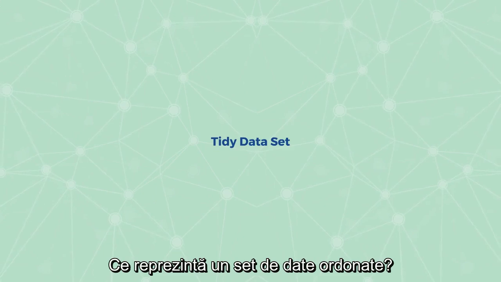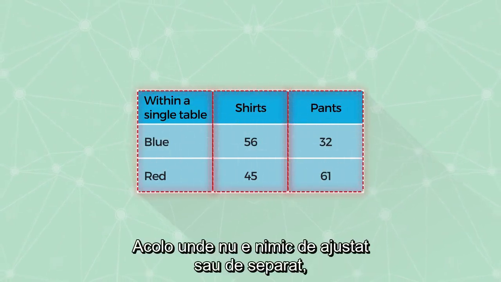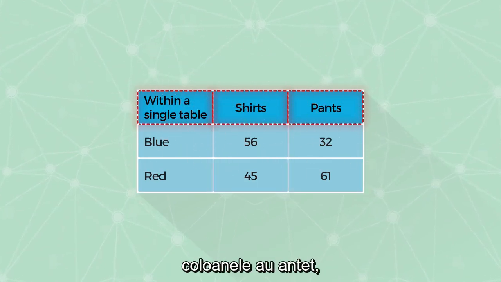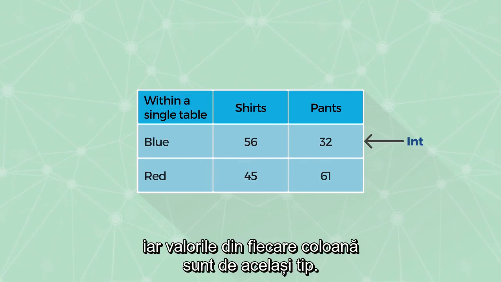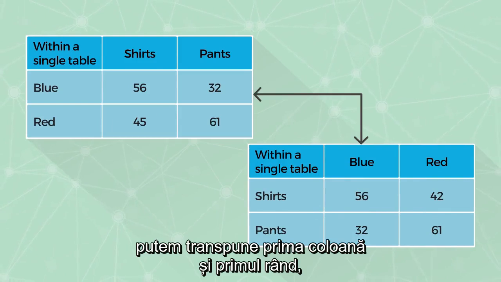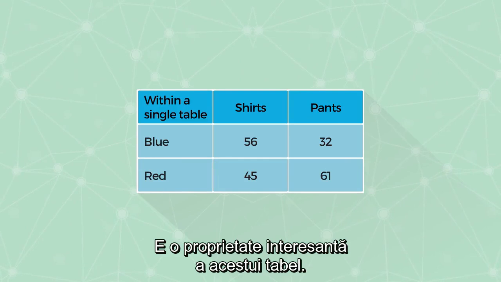Now, what is a tidy data set? Everything is in a single table and it's consistent, so that's quite tidy. There's nothing to readjust or separate, all the values are each in their own column, the columns have headers, and the values in each column are of a single type. Notice also in this table, you can transpose it on the first column and first row and still get a tidy data set. So that's a neat little property of this particular table.